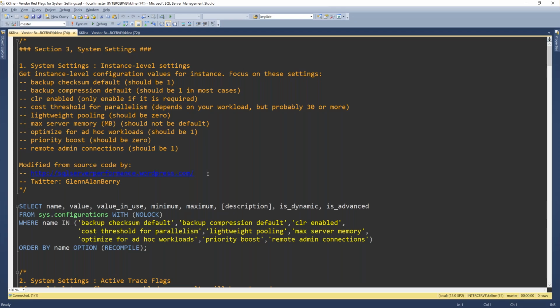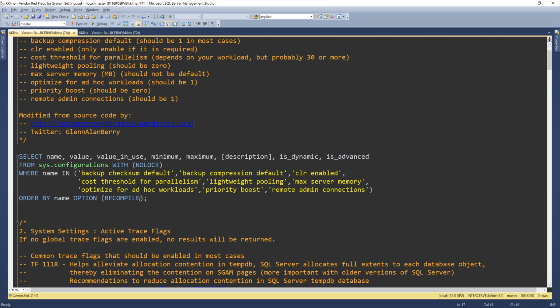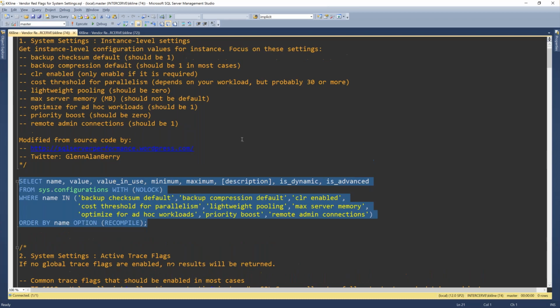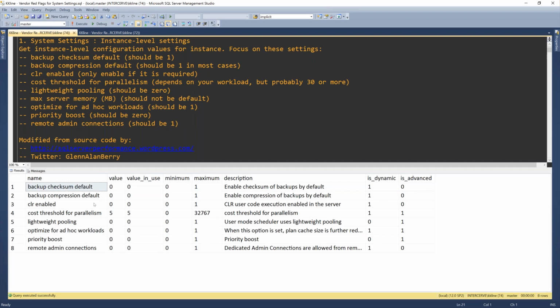All right. Again, Glenn Berry, he's a master of this sort of stuff. Get his whole set of scripts at SQLServerPerformance.wordpress.com. But here, what we're looking for, again, he's got some great documentation on it. We're going to take a look at things like backup checksum default. We want to make sure that's enabled. Backup compression. Why wouldn't you want it? I mean, that's a good one. You definitely want to have that enabled. Less I/O on the database, faster backups, faster restores.